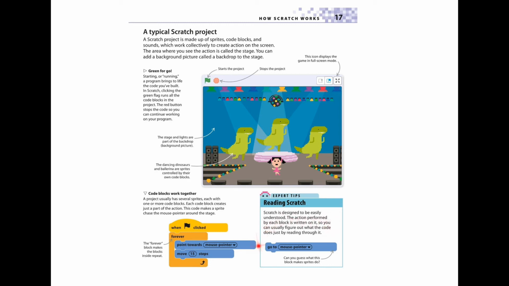Here's a little question down here. Scratch is designed to be easily understood. The actions performed on each block are written on it, so you can usually figure out what the code is doing just fine by reading through. So for example, this go to mouse pointer, what do you think that's going to do? Pause the video, think about it, and go ahead and come back. Yeah, whatever your sprite is, whatever the object, is going to go to wherever the mouse is pointed. So let's say this right here is your sprite, and you move the mouse over here, she would move over to that spot wherever your mouse was.